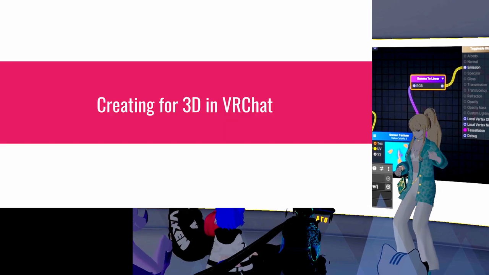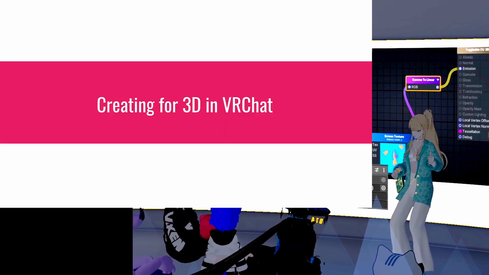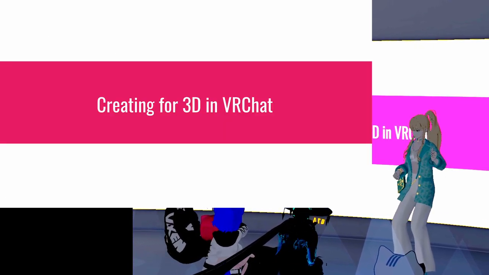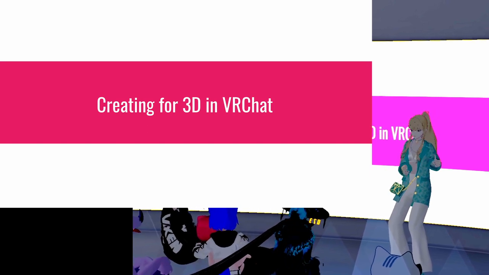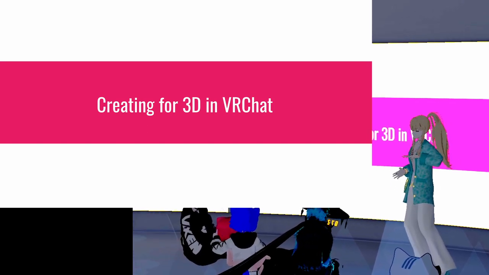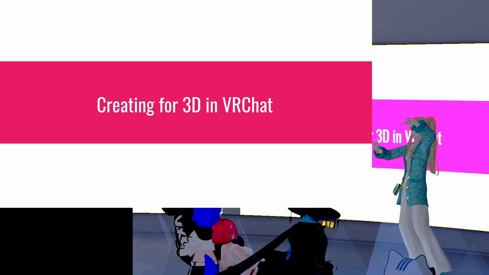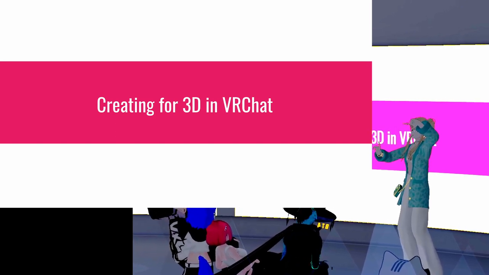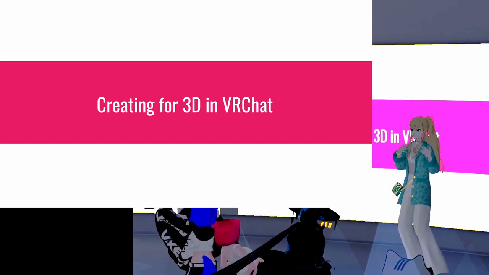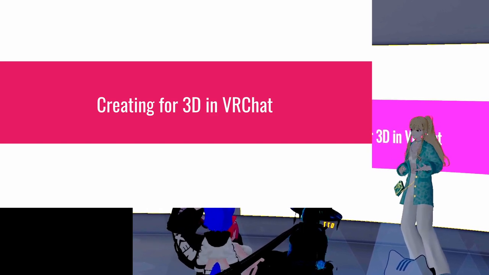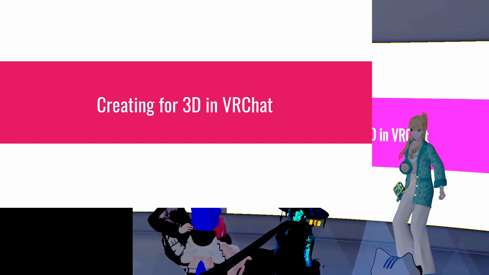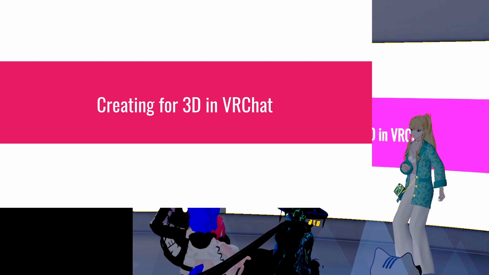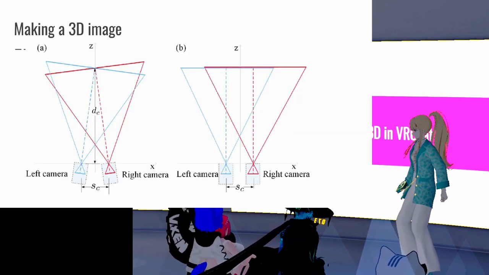Okay, so we're going to slam through this. Creating things for 3D is hard, okay? It's difficult. Making a 2D image is one thing, but you can't just expect the game to create depth for it. You have to give it information. So we're going to look at a few ways that you can make 3D images and video for VRChat.